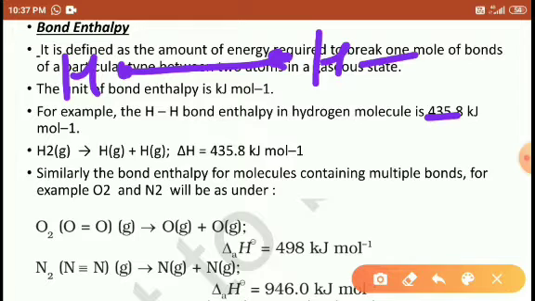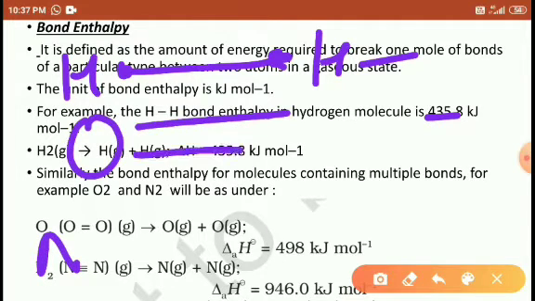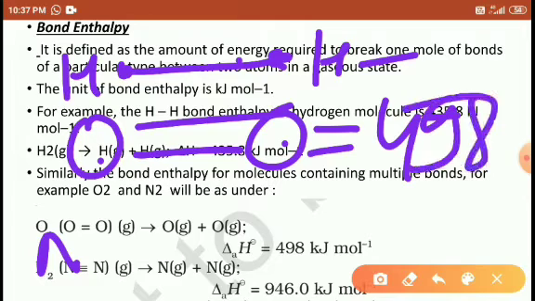Similarly, take the double-bonded oxygen. This oxygen bond length is smaller than the hydrogen bond. So that's why for dissociation it requires higher energy, 498. And the last one, nitrogen.